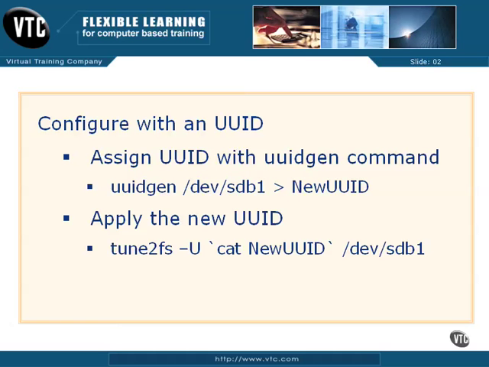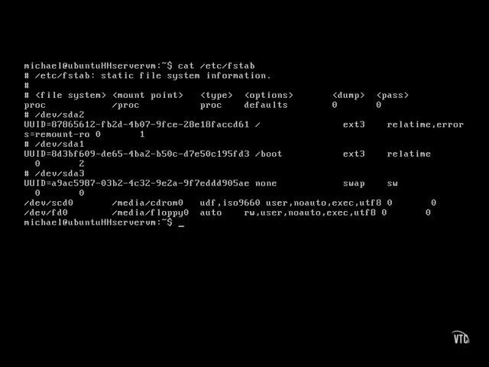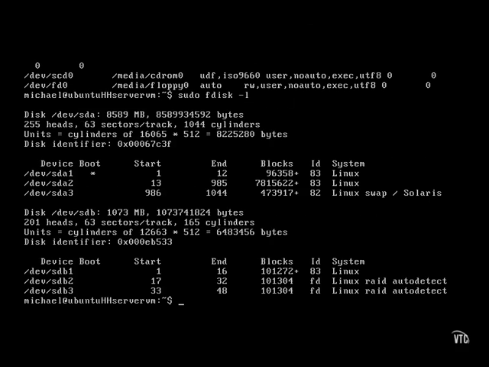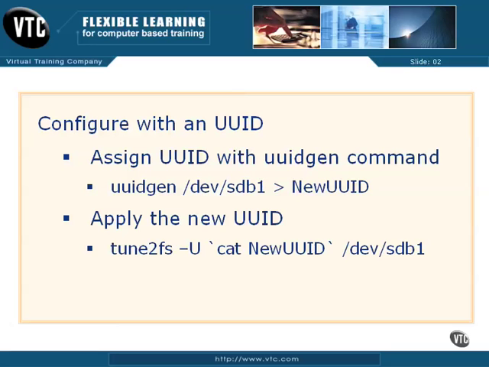First, create and format the desired partition, RAID array, or logical volume. I've already done that on this particular system here, just for your reference. I've done that for the second SCSI drive, and I've created and formatted /dev/sdb1 as a regular Linux partition.